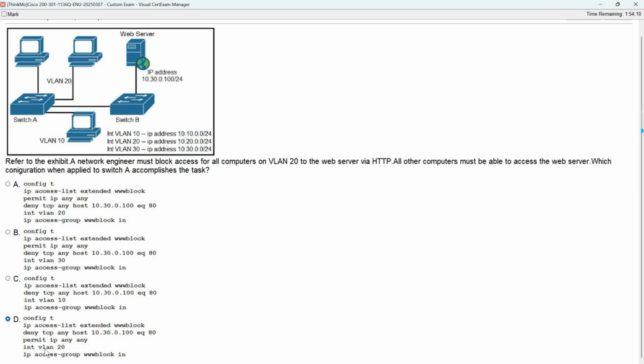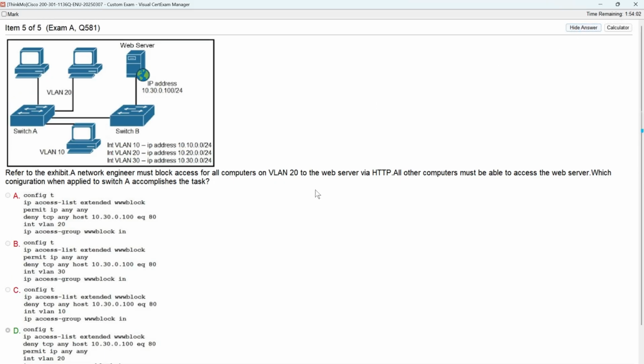In the following option D, who is being denied? It's denying VLAN 20, right? So the correct answer to this question is D. Let's see if choosing D as the correct answer is right. D's label is fine. Go ahead and submit it.